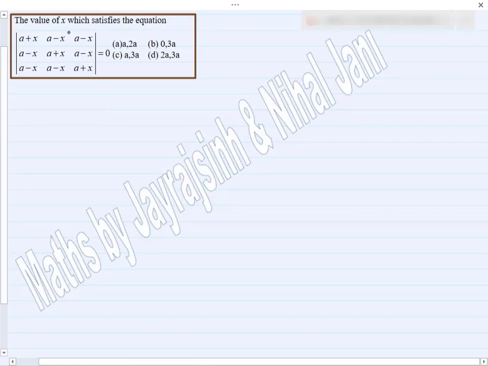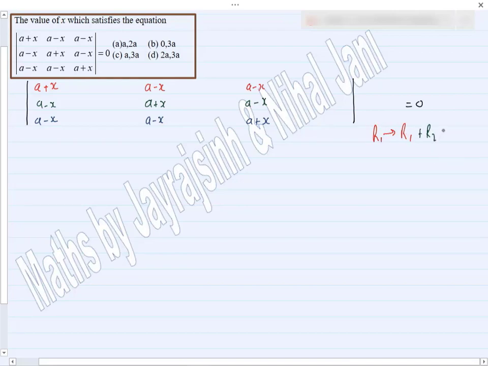In this question, we have to find the value of x which satisfies our determinant equation. To simplify this, let's collect all the elements in any one row or column. I prefer collecting all elements in the first row. So we must take the operation R1 goes to R1 plus R2 plus R3. So let's add the second row first by multiplying by 1.